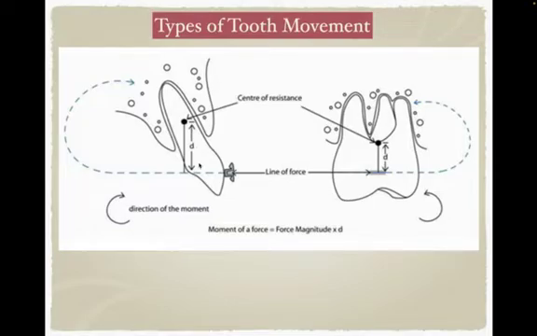Then, how can we achieve bodily movement? Simply, we need to use something we call a couple force. And this is how we use fixed appliances, in which we apply a couple force, that is two forces equal in magnitude, opposite in direction, and that will result in a bodily movement.